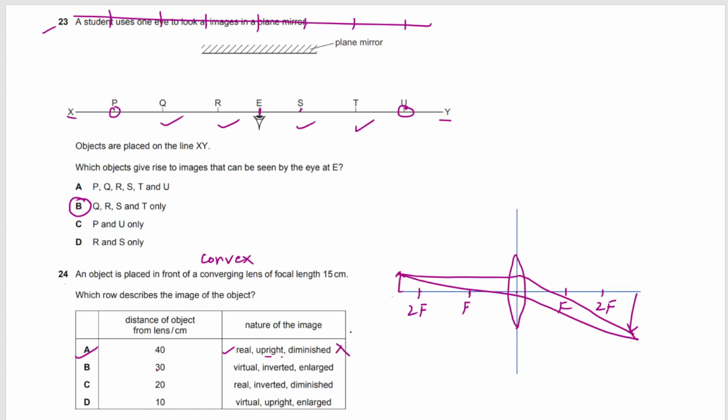Next is 30. That means it is kept exactly at 2F. This is a very special case, and in this case a real image is formed, so this cannot be the option. Next is 20, so it is kept somewhere here. One ray again passes through the focal point and the second ray passes from here. It is real, yes. It is inverted, yes. But it is not diminished, it is enlarged. So this cannot be the option. So the correct option is D.